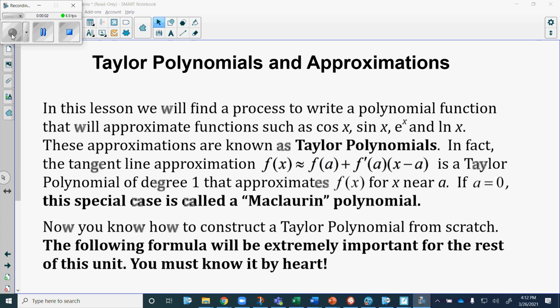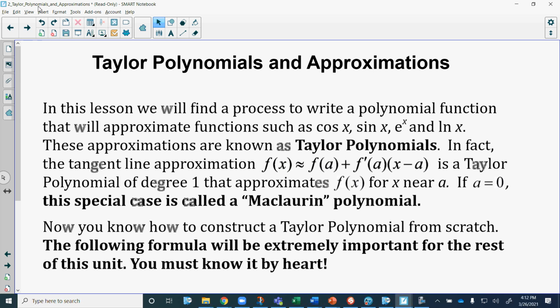Hey there, and welcome to my lesson on Taylor polynomials. This is piggybacking off of an introductory lesson that I have as a separate video about where Taylor polynomials came from. It was kind of an exploration about how the Taylor polynomial idea came about.